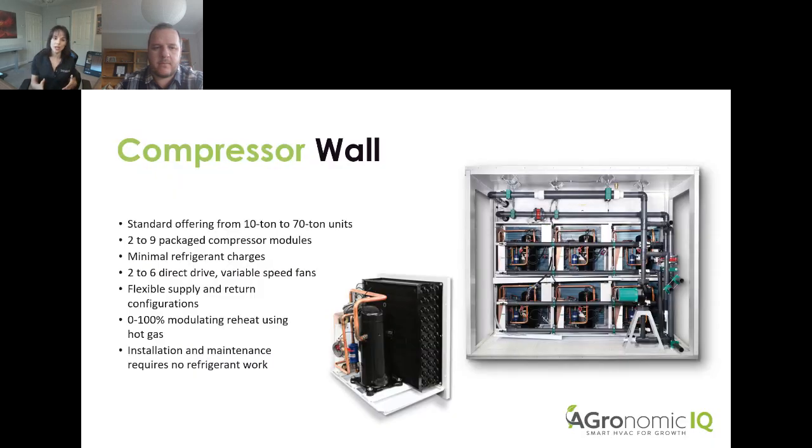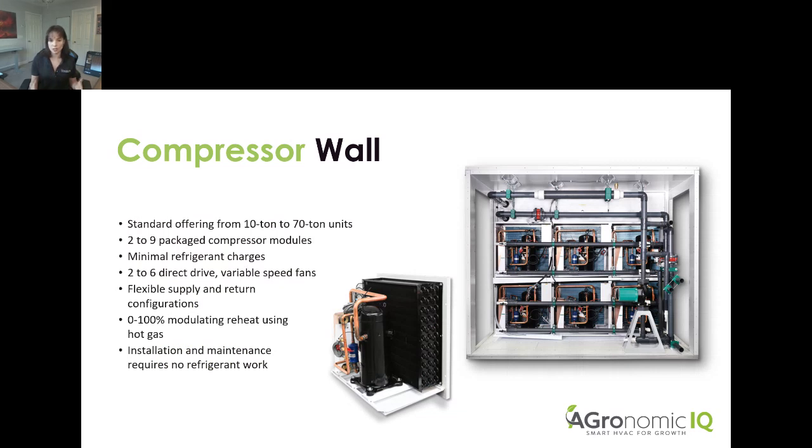So real quick, just a highlight about our compressor wall units. These are, again, our bigger units that are required for larger grow rooms. One of the competitive advantages that Agronomics IQ thought of when we were designing units for this space is ease of maintenance. The compressor wall is comprised of 2 to 9 compressor module pods, we call them.